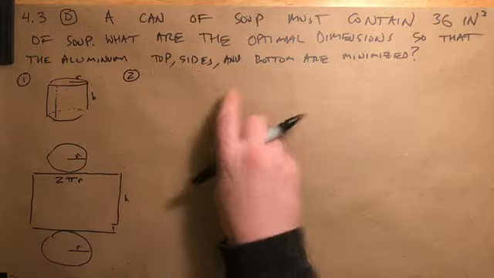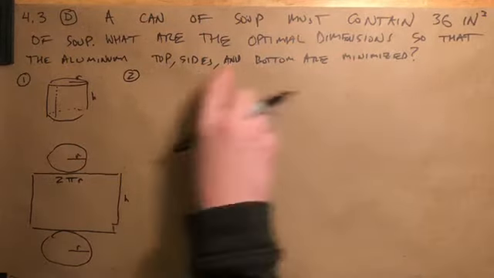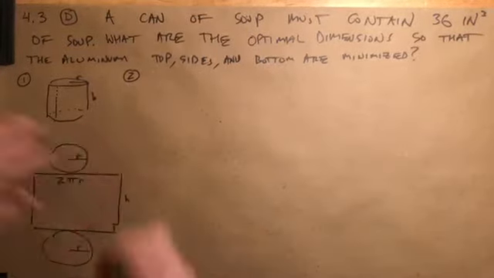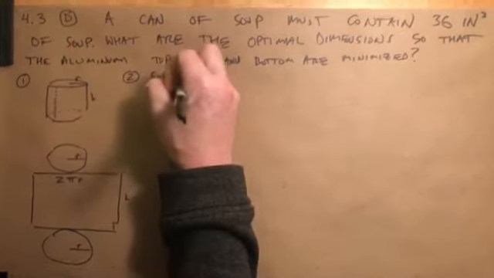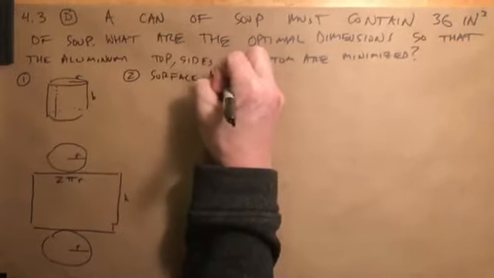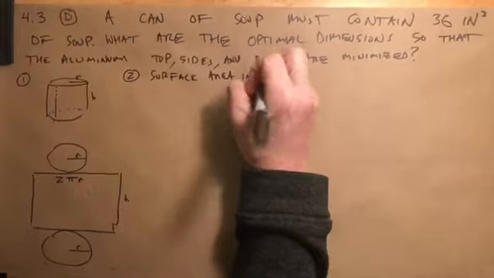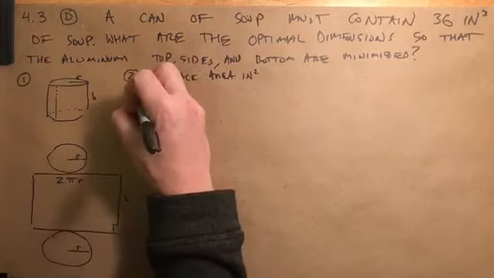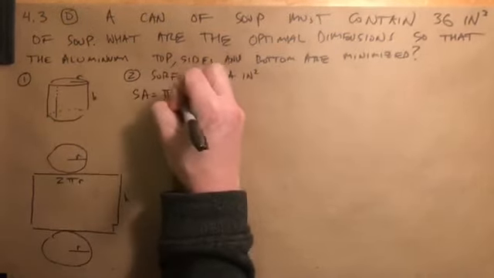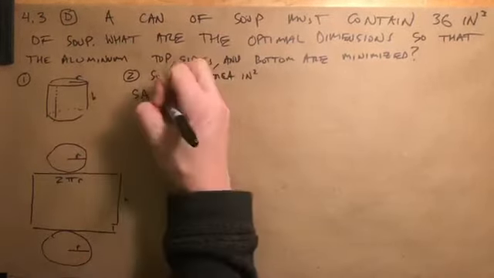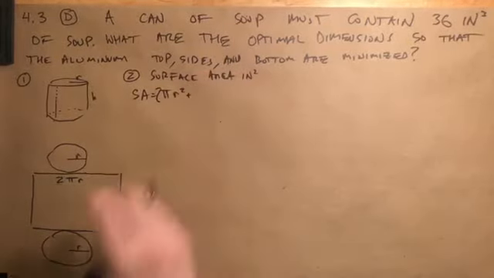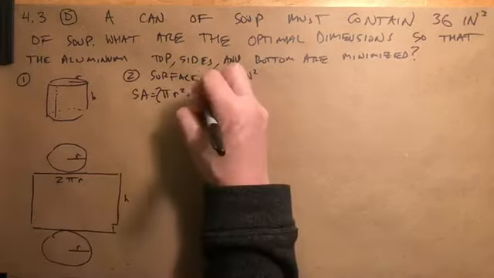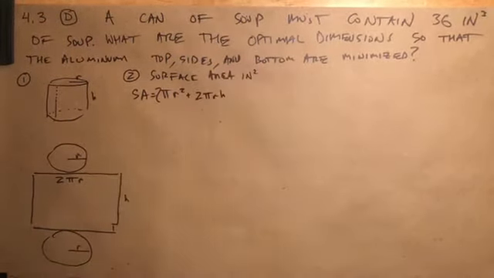We're trying to optimize the dimensions so that the aluminum is minimized. That's a surface area idea, and the units are going to be inches squared. And so when we look at our can, we're going to have a circle, pi r squared, but I'm going to have two of them, so I'll multiply that by 2. I'm going to have this rectangle, which has an area of base times height, 2 pi r h.